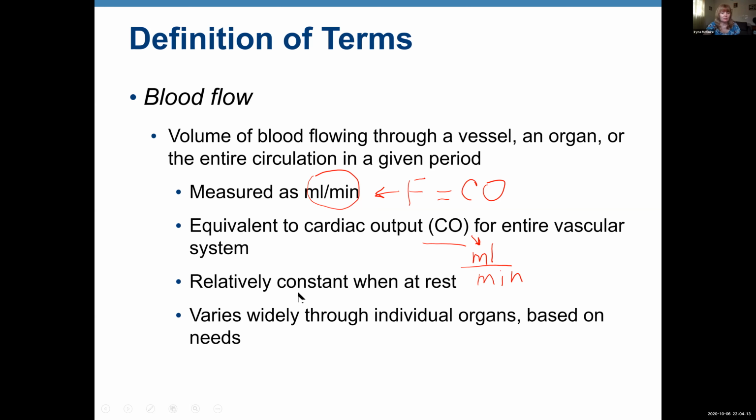Blood flow is relatively constant at rest and varies widely through individual organs based on their needs. Let's say how much blood flow your skin needs, how much your heart needs, or your brain. It also depends on whether you're resting and digesting, when we need more blood flow to your digestive system. When you're exercising, we need more blood flow to your skeletal muscles.